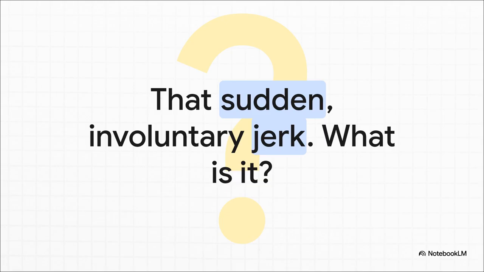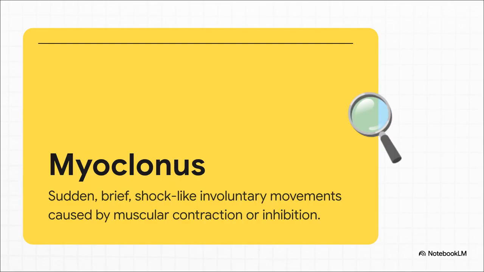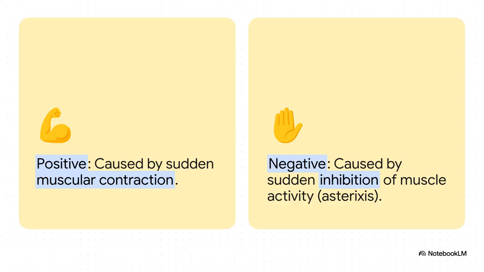Well, it all starts with a solid definition. First things first, let's be really precise here. Myoclonus isn't just any old twitch. The 2 words you absolutely have to burn into your brain are brief and shock-like. It's that lightning-fast quality that really defines it. Now, here's something that might surprise you. It can happen in 2 different ways. You've got positive myoclonus, which is what we all picture, right? A muscle suddenly contracts. But then there's negative myoclonus, which is the exact opposite, a sudden loss of muscle tone. And the classic example of that? Asterixis, that flapping tremor we see all the time in hepatic encephalopathy.